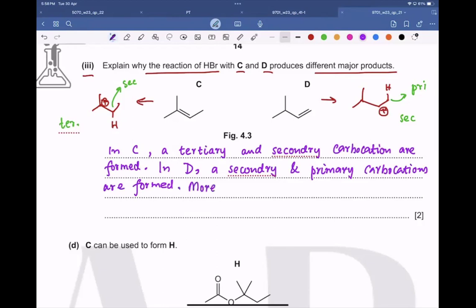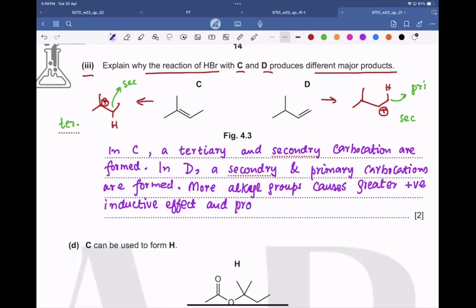And further we know, more alkyl groups cause greater positive inductive effect and produce a more stable intermediate carbocation.